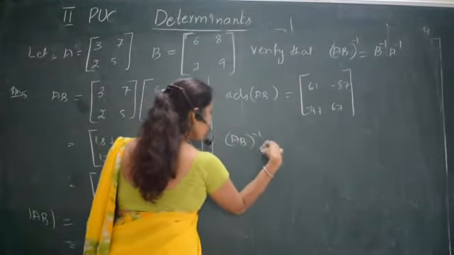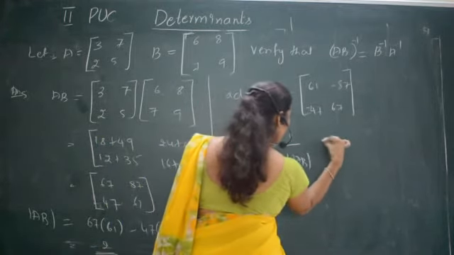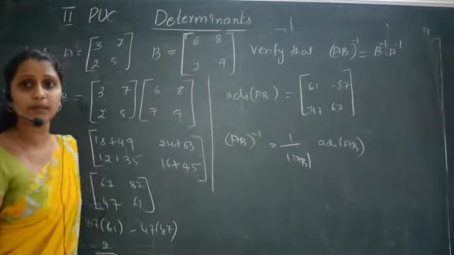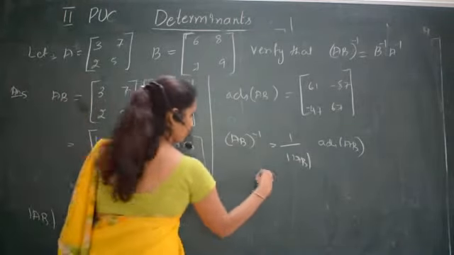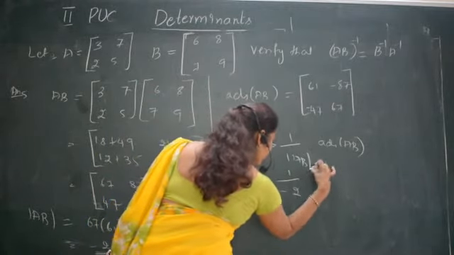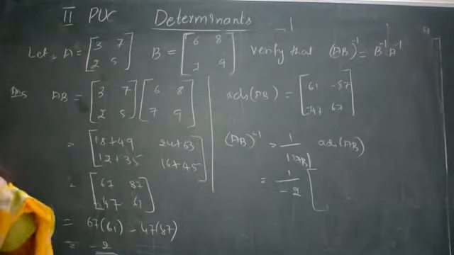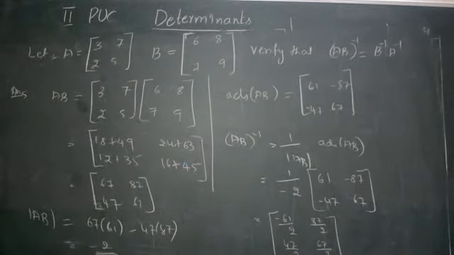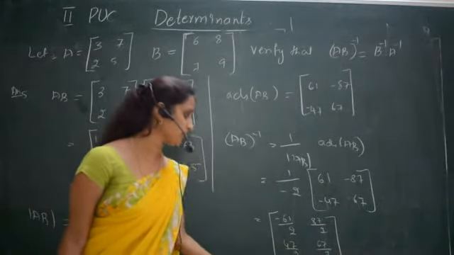AB whole inverse is equal to 1 by determinant of AB into adjoint of AB. 1 by determinant of AB is 1 by minus 2. So this is the AB whole inverse, 1 by determinant of AB into adjoint of AB. So we got the answer.